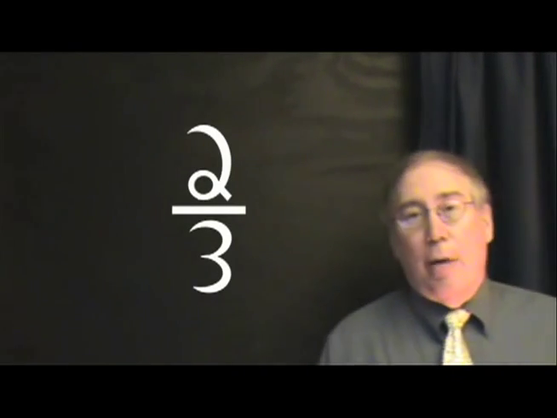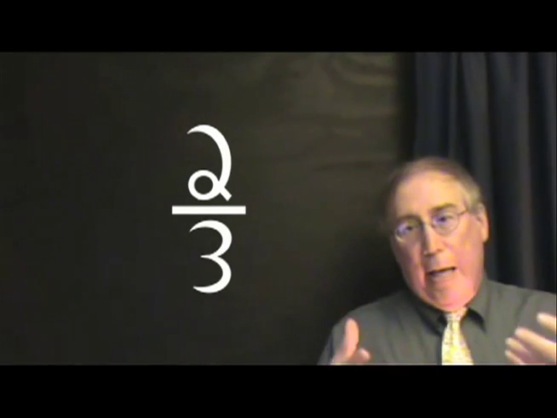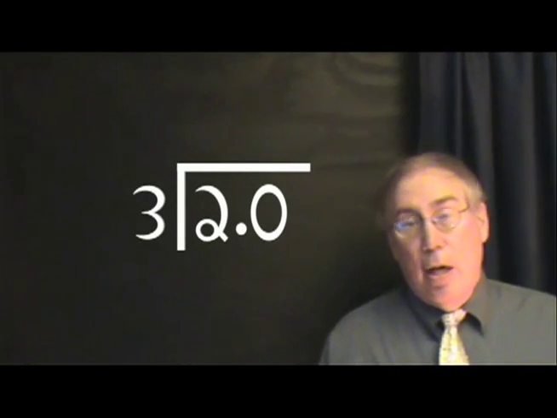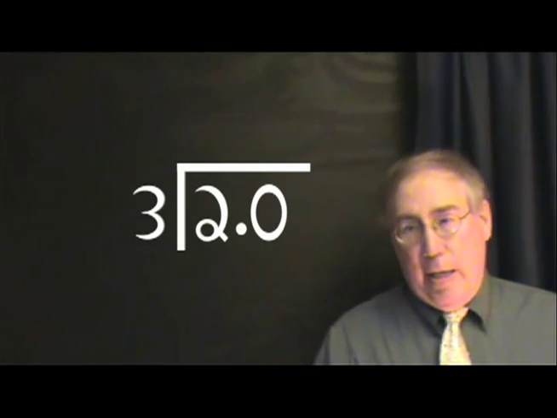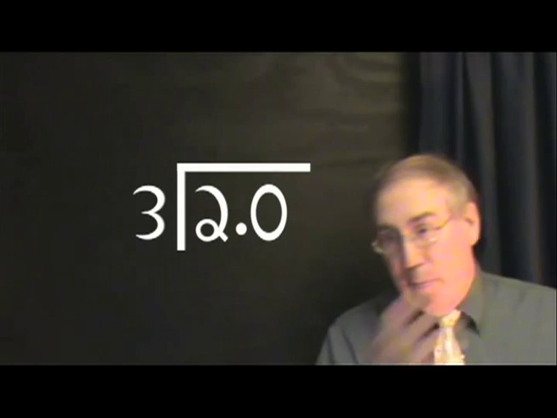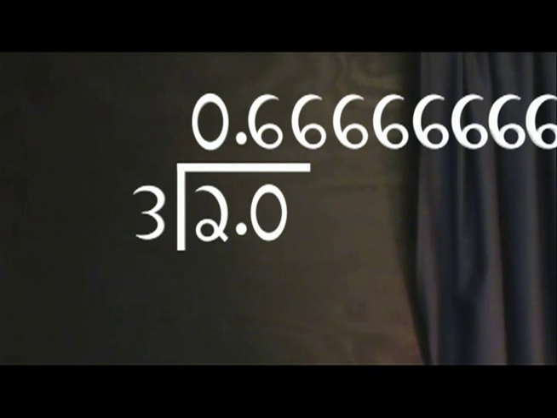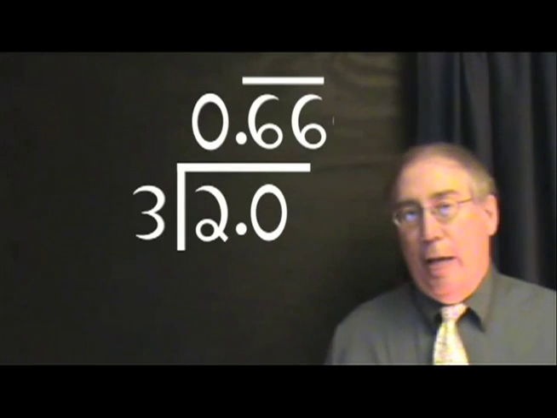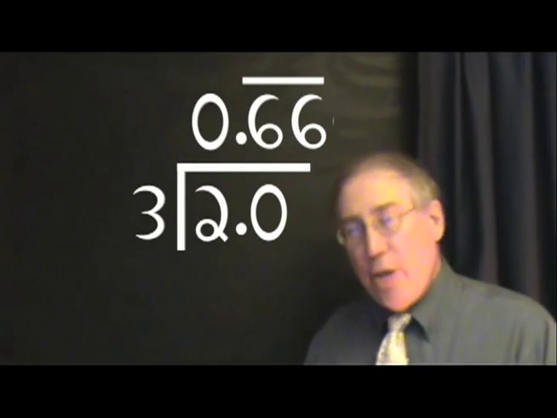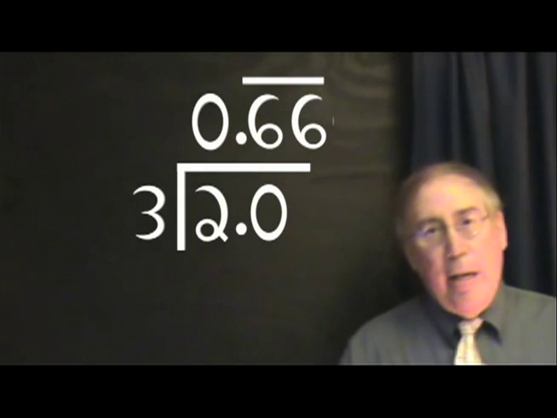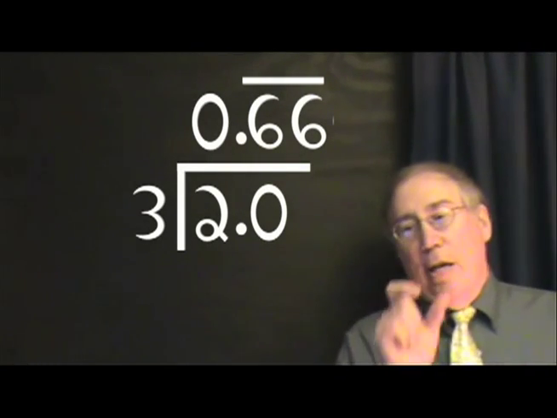Let's take the case of 2/3. Now, if we take and we divide 3 into 2, we'll get 0.6. But it doesn't stop there. It goes on and on and on. Whenever you have a situation like this, where the number repeats itself, then you also have a rational number. It goes on forever here. So we can shorten that to 0.66 with a line over the top.